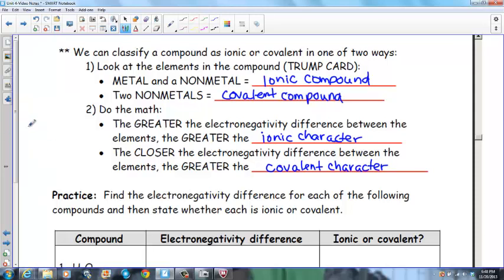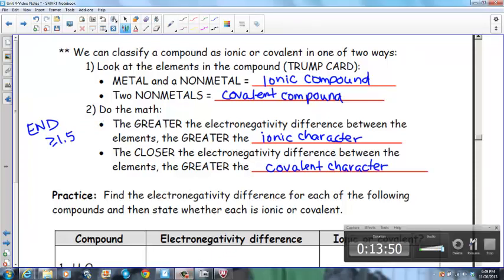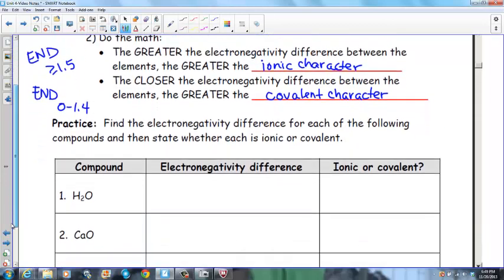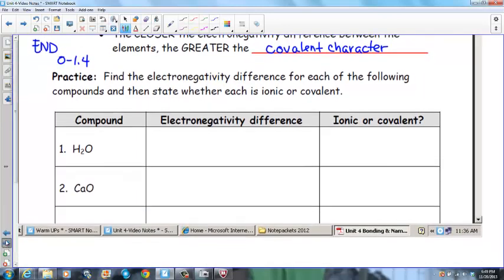Again, I'm going to tell you guys here, when the END, electronegativity difference, is greater than or equal to 1.5, then it is ionic character. And then when the END is between 0 and 1.4, then we're going to say that it can be a covalent compound. So let's look at some examples here.